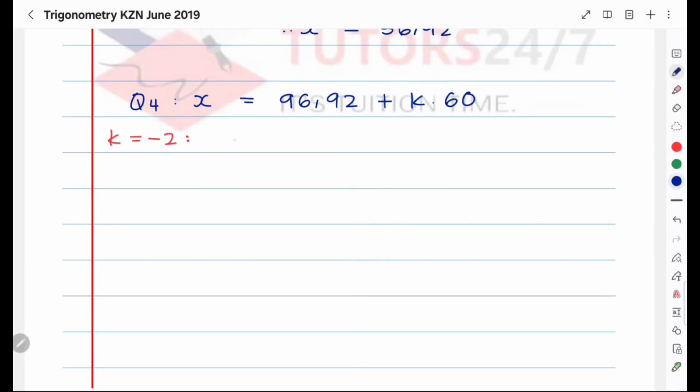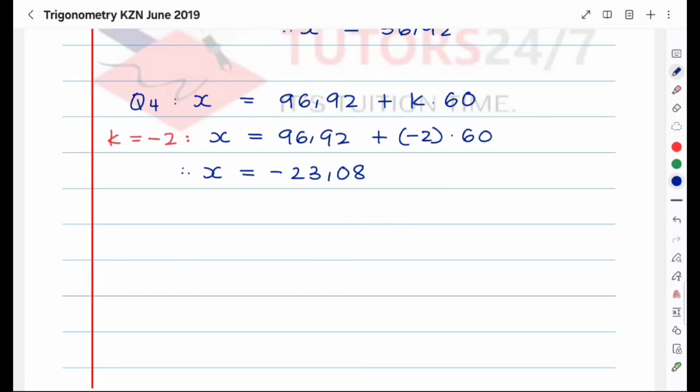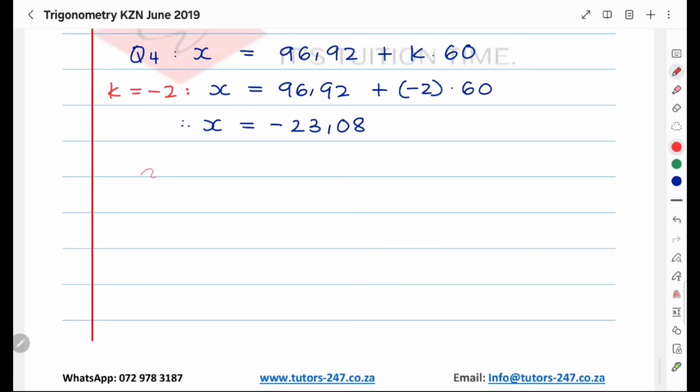So I'm going to let k be equal to negative 2, and this is going to be x is equal to 96.92 plus, in place of k, we put negative 2 times 60. We put this into our calculator and we end up with negative 23.08. And we know that negative 23.08 is between 0 and negative 90. So that is in quadrant 4. That is our solution. Next, I'm going to try out k is equal to negative 3.